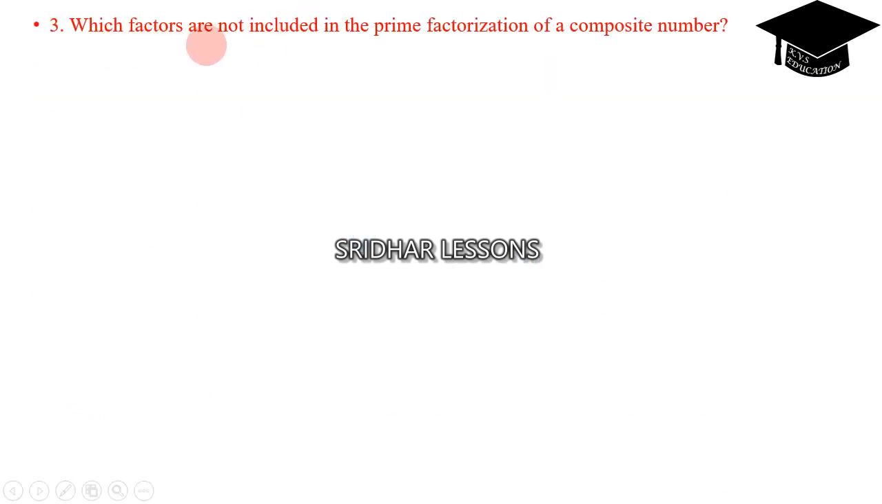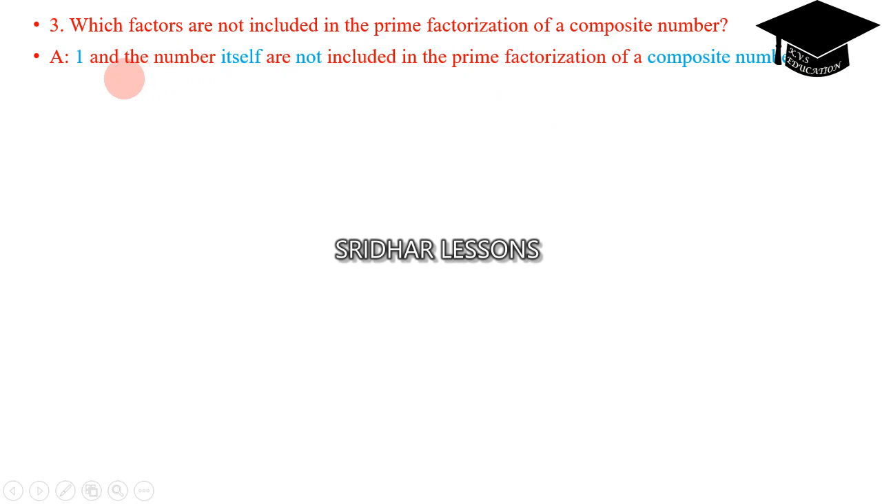Problem number 3. Which factors are not included in the prime factorization of a composite number? One and the number itself. They are not included in the prime factorization of a composite number. Observe this answer carefully.